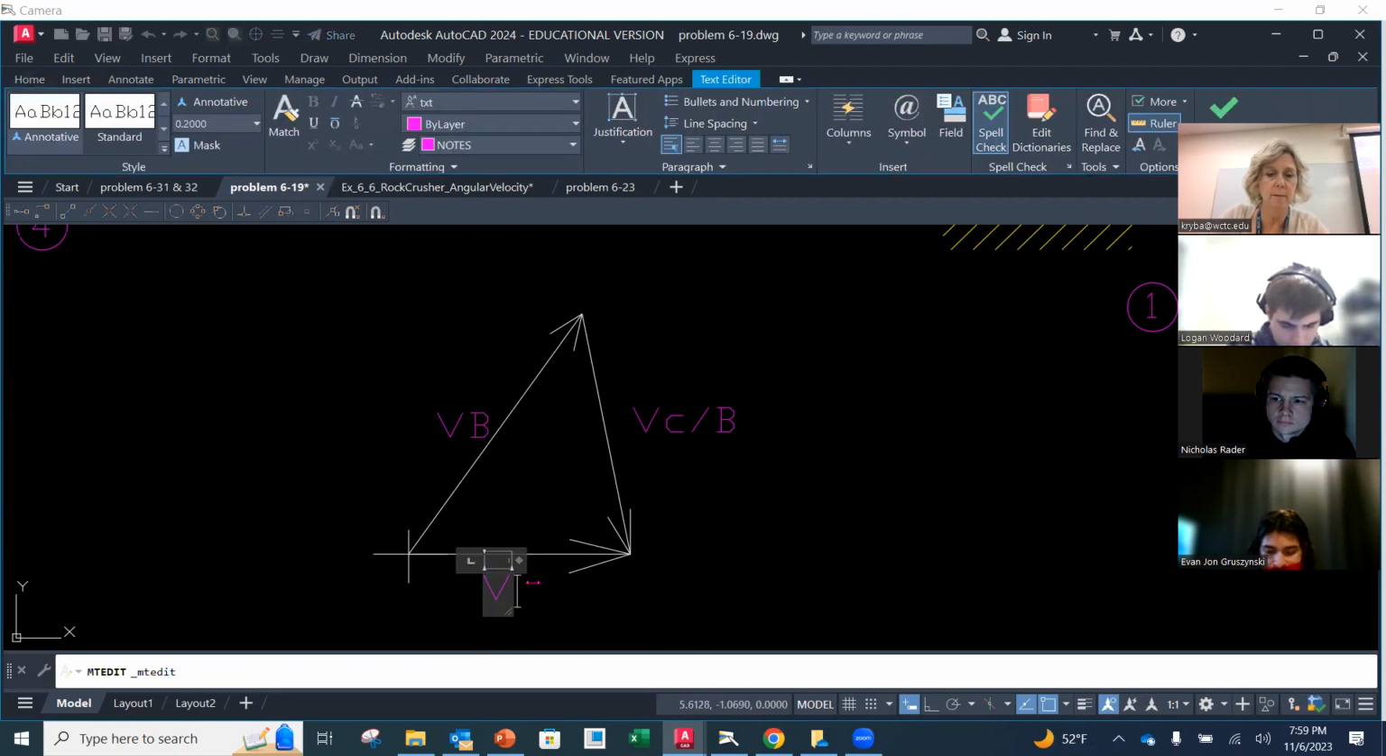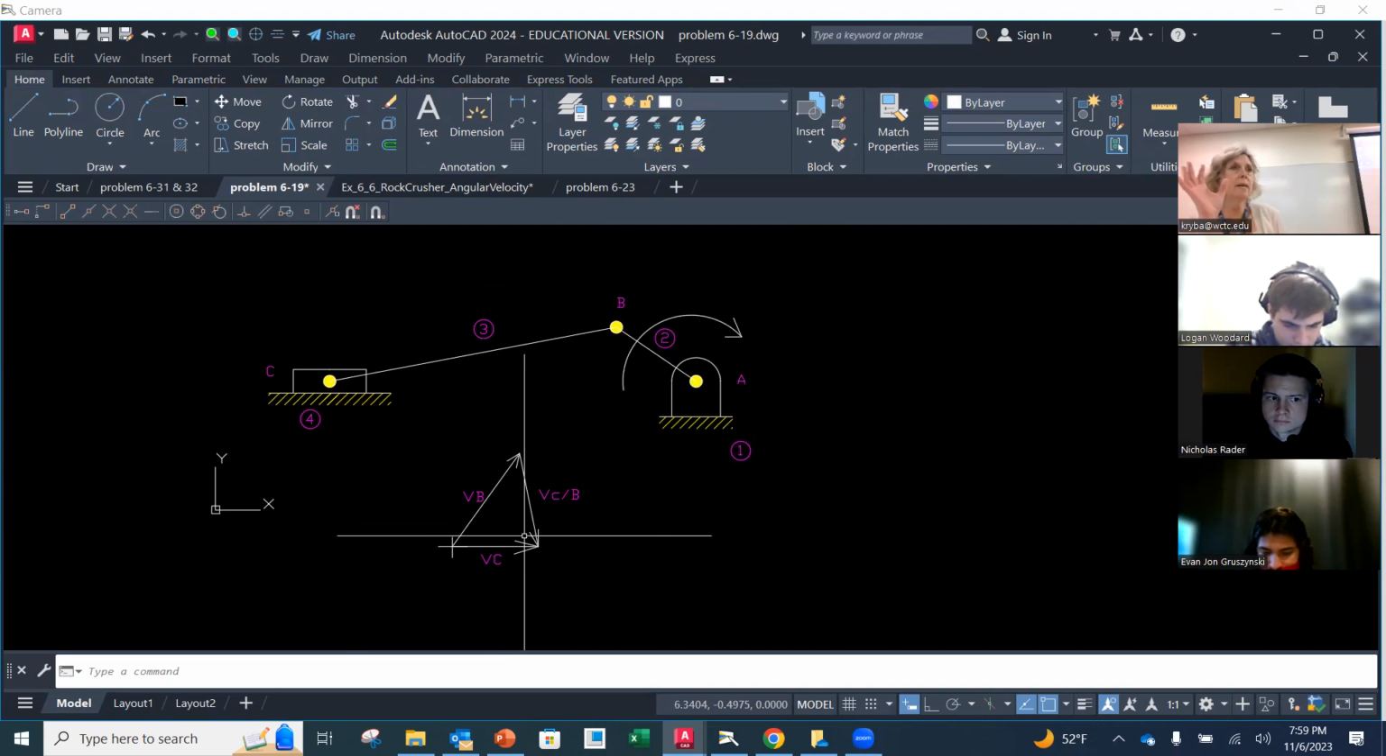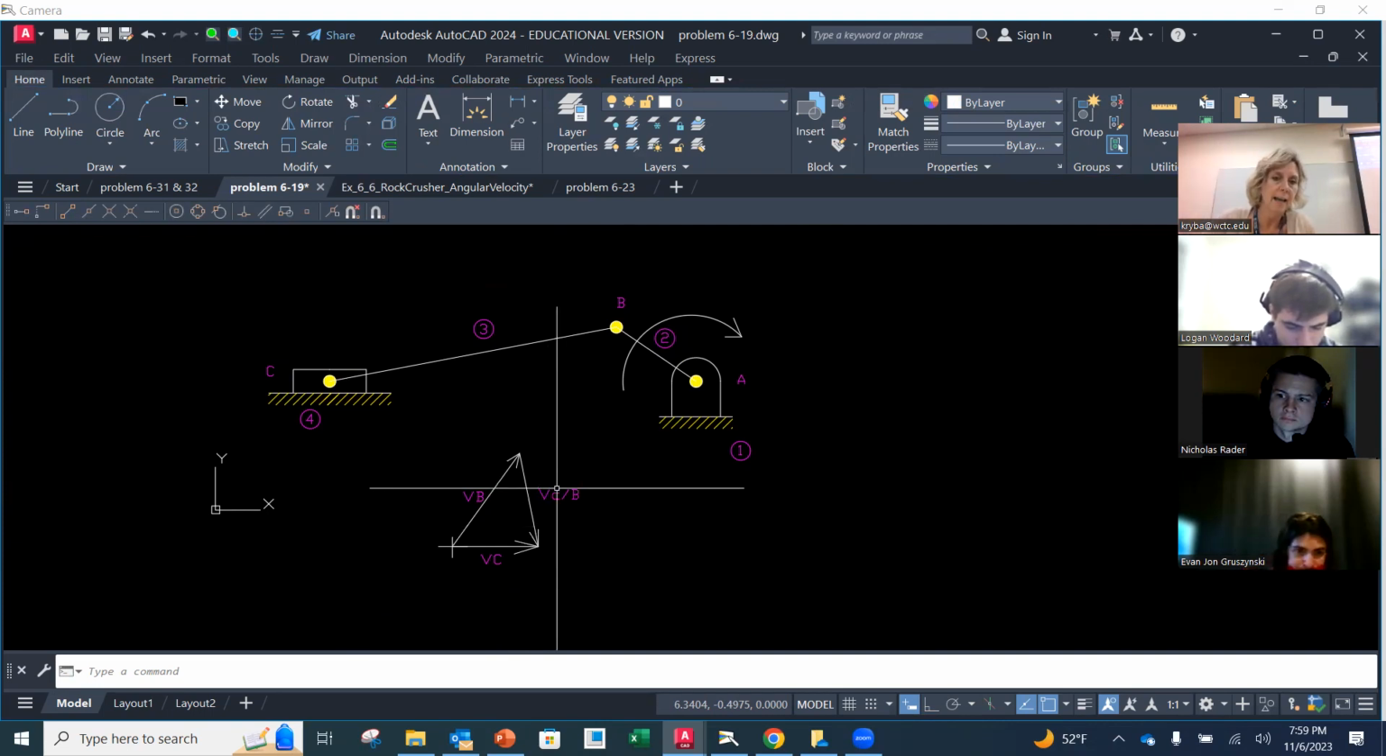And this is the velocity of C. Now, the reason I need to have my labels here is that when I do my vector diagram, if I have things called VB, I want to be able to look up in the diagram and see where B is. That's the velocity of point B, and I can relate that vector to that point.